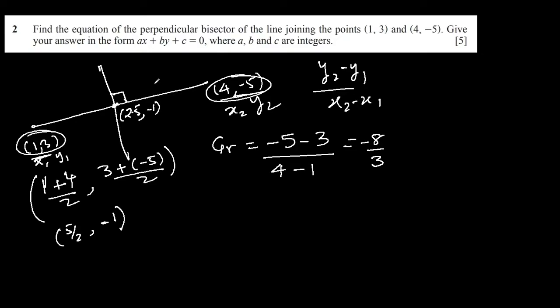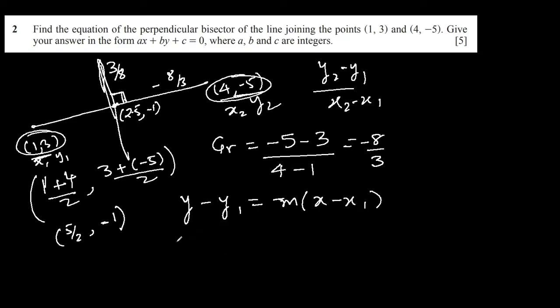So the gradient of this line is minus 8 over 3. There is a 90-degree angle between them, so the gradient of the perpendicular bisector will be the negative reciprocal of minus 8 over 3, which is 3 over 8. And to find the equation of a line, we can use this formula: y minus y1 equal to m times (x minus x1). So y and x remain y and x because they are part of the equation, but y1 and x1 are the coordinates of the point on the line, and this is the only point on this perpendicular bisector. So it will be y minus (minus 1) and x minus 2.5.